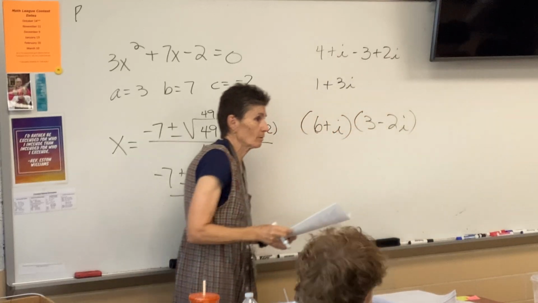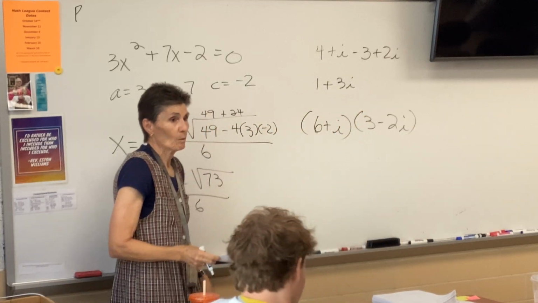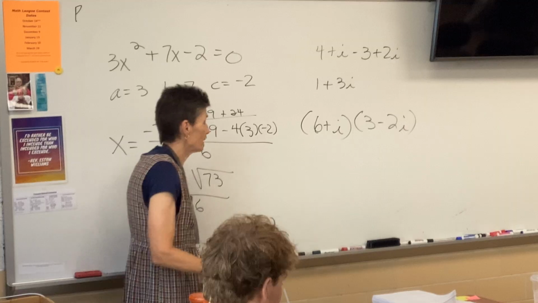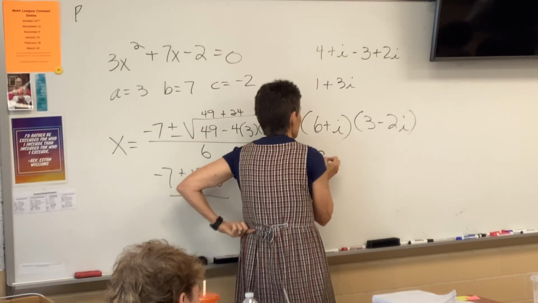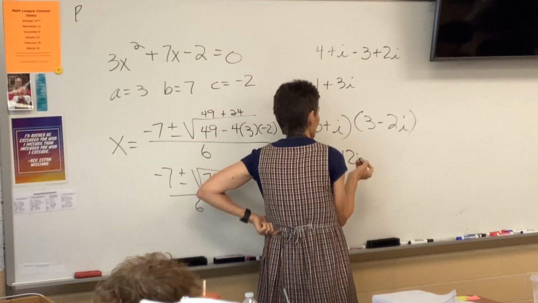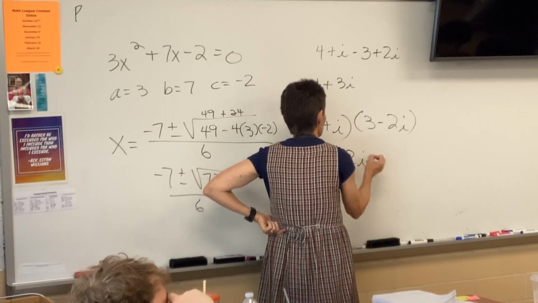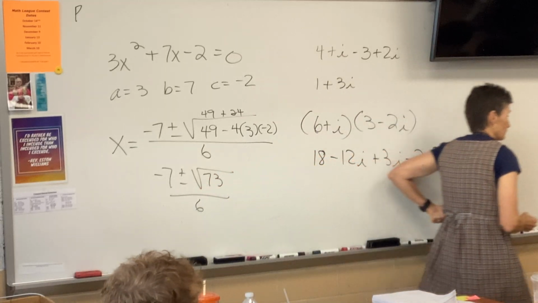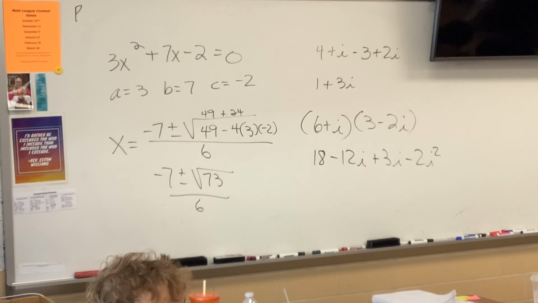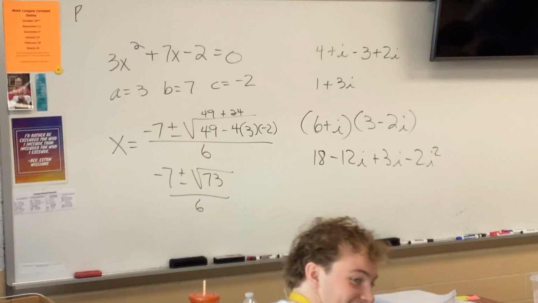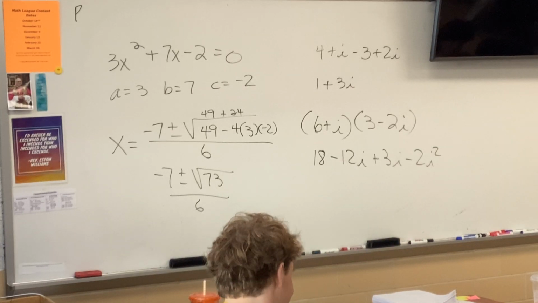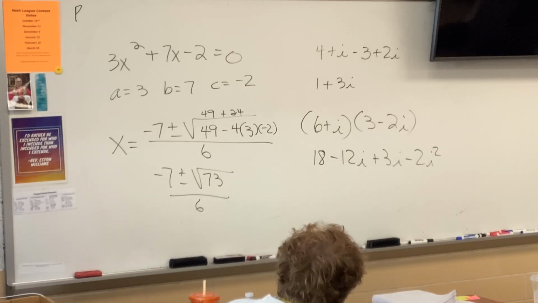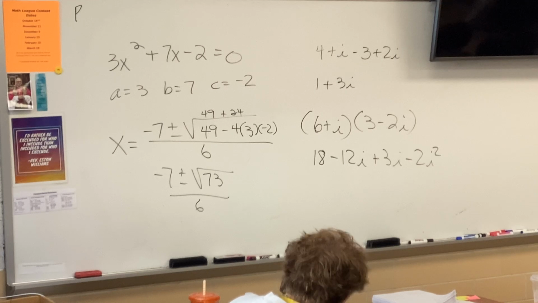Now we're gonna foil, right? Now we're gonna foil. So here we go. 18, and with first, outside, inside, last. All right, tell me about that. What do you notice about that? Anything?